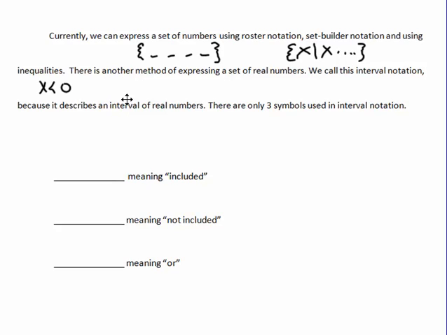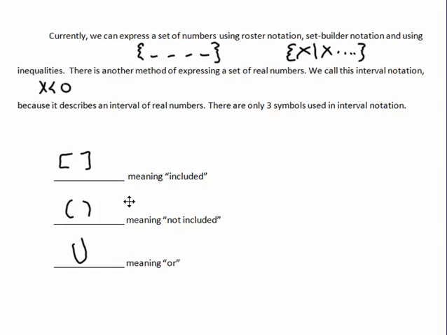So interval notation uses three symbols, and those three symbols are a bracket. Here I have a bracket, and this bracket means included. And we have a parenthesis, and the parenthesis means not included. Then we have our union, and it stands for or. But you already knew that. We actually have used the union. The union is what we use in our set talk for Friday. So we know union as well.